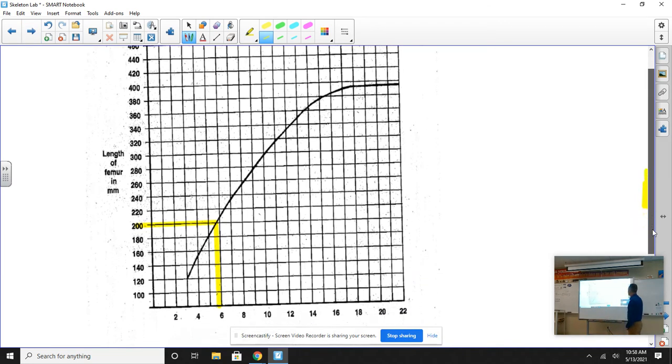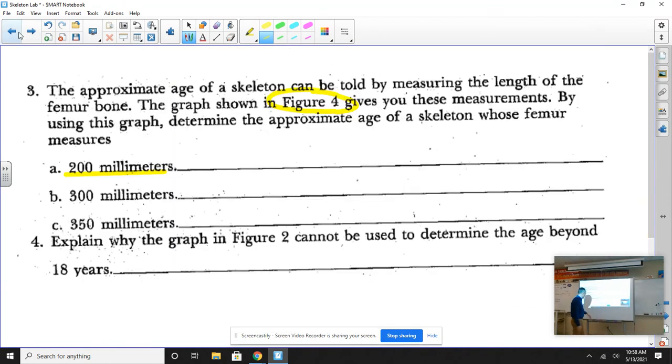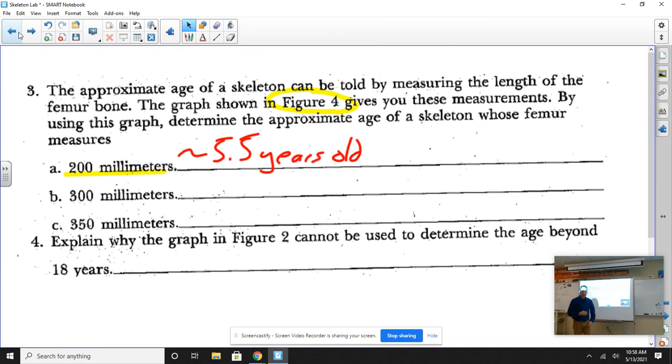I just scroll down here. Just before 6 years old. So I could write that as my answer. The first one, let's say about 5.5 years old. Do the rest of those questions, and that's pretty much it for that lab.